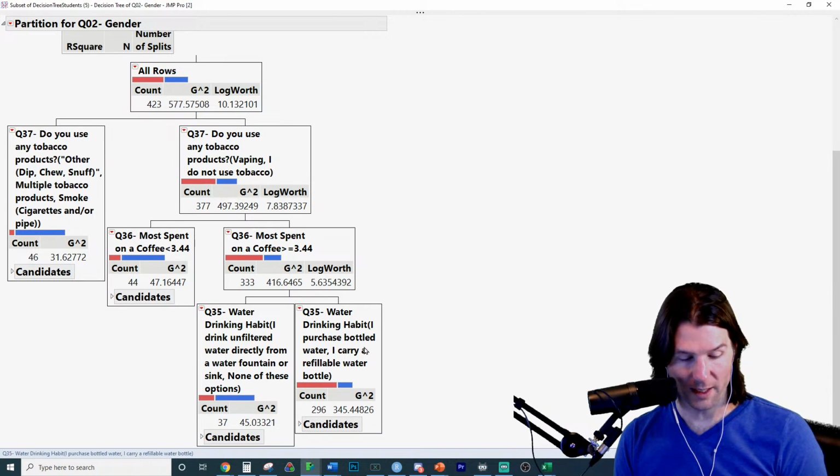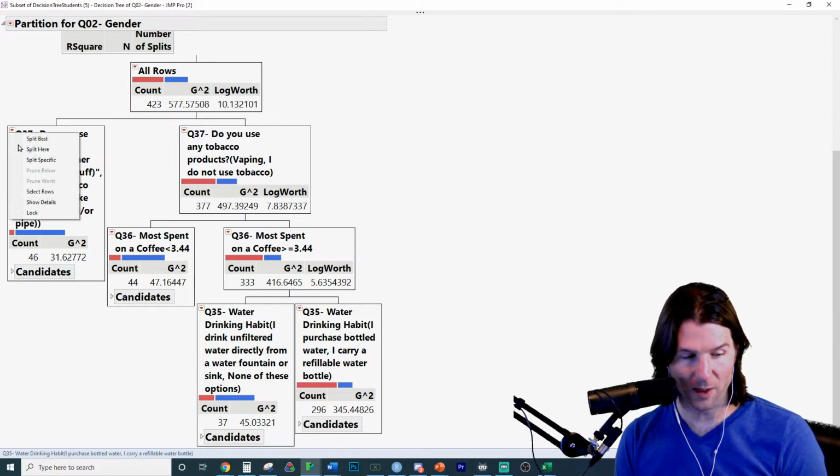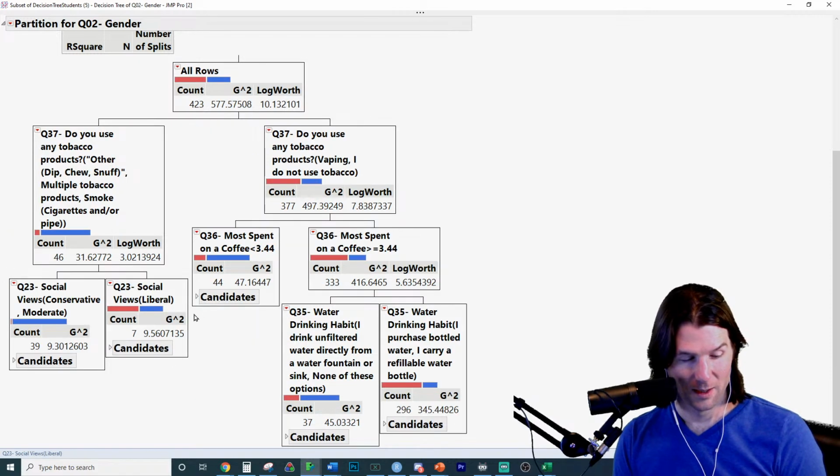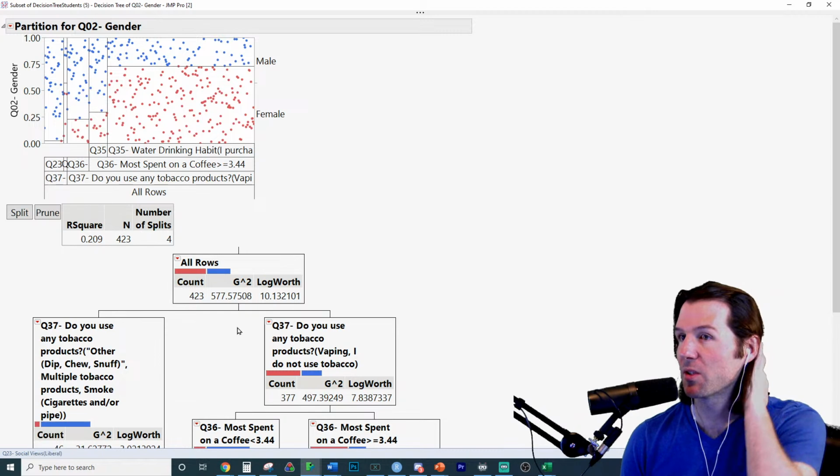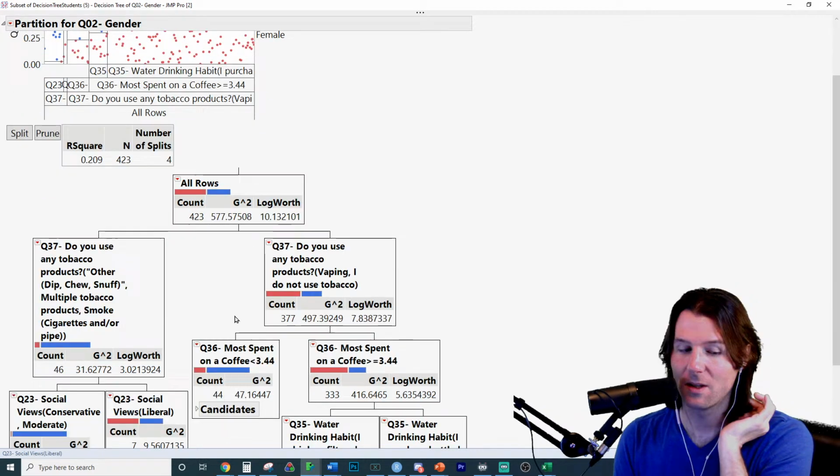So that's what people drink. I carry a refillable water bottle. So this is your primarily female group. This is your primarily male group. Let's split this one more time. So, I mean, this is just the way the data goes. And it only explains 20% of the variation. But I want us to think about this.